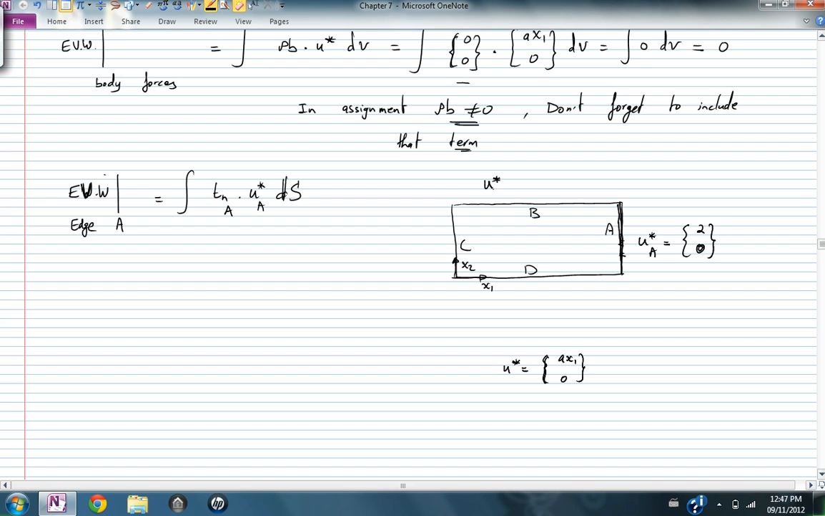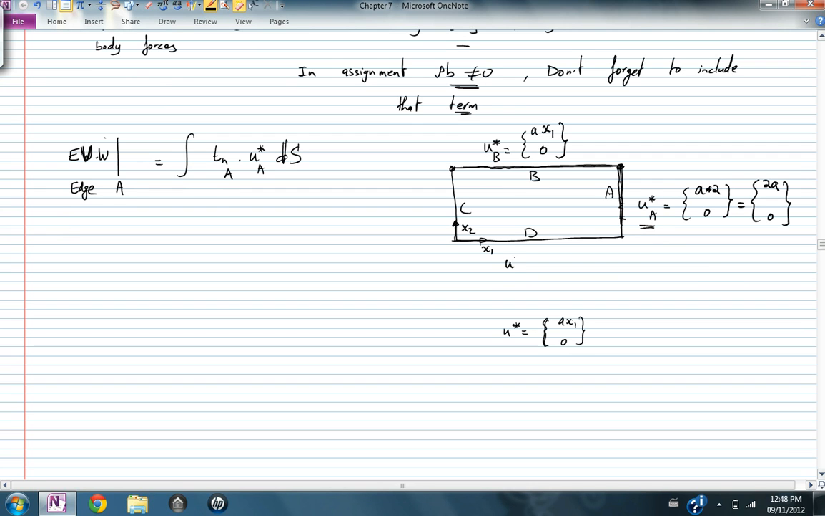The virtual displacement on the boundary B is equal to ax1. Sorry, this is a multiplied by 2, 0. So the virtual displacement on boundary A is equal to 2a, 0. The virtual displacement on boundary B depends on x1, and x1 varies from 0 to 2, so this is equal to ax1. It really varies. If it's this point, it's going to be 0. If it's this point, it's going to be 2a. So I'm going to leave x1 without substitution.